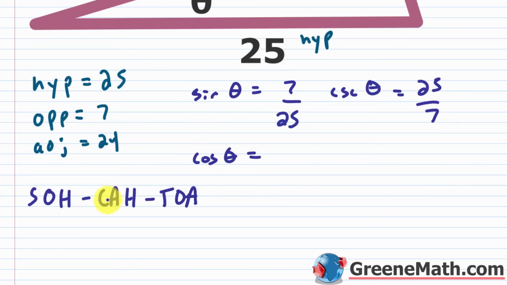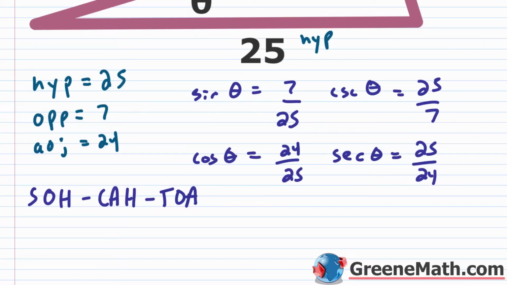Now for your cosine of theta, again, you just go to this guy right here. So the C stands for cosine. It's adjacent over hypotenuse. So your adjacent is 24 and your hypotenuse is 25. And then if you want the secant of theta, we're just going to flip this. So it's 25 over 24. So in this case, it's the hypotenuse over your adjacent.